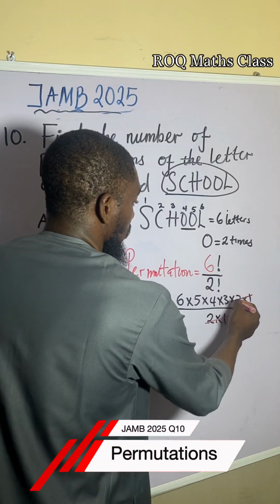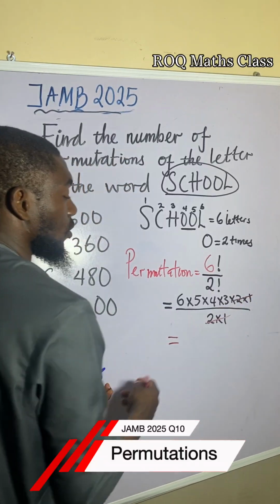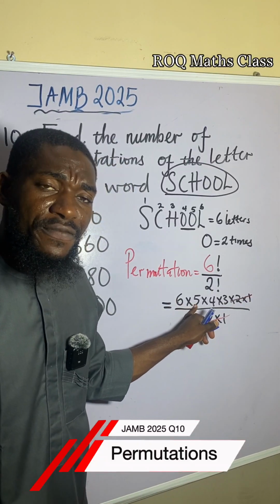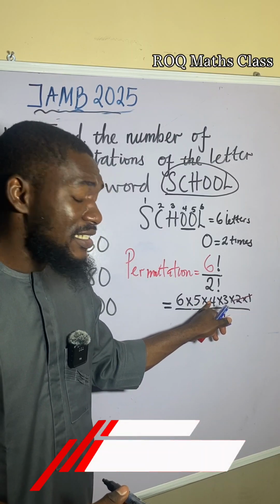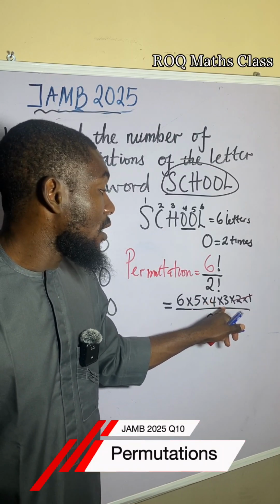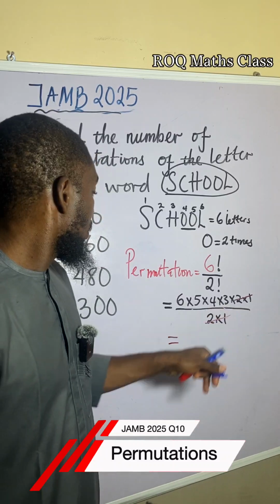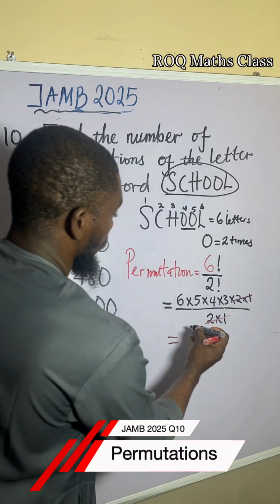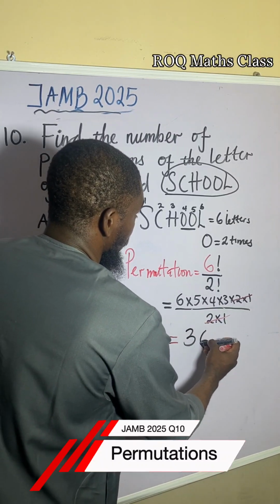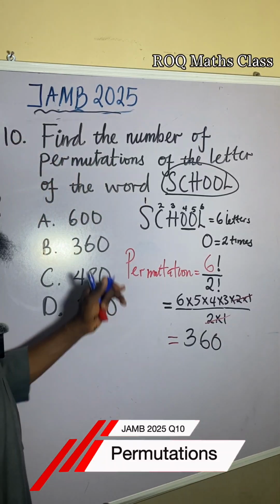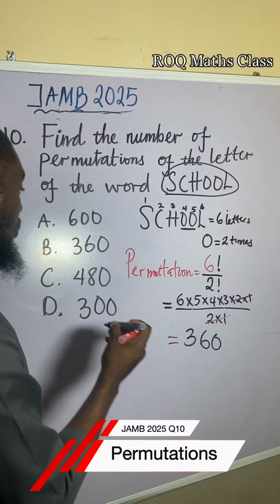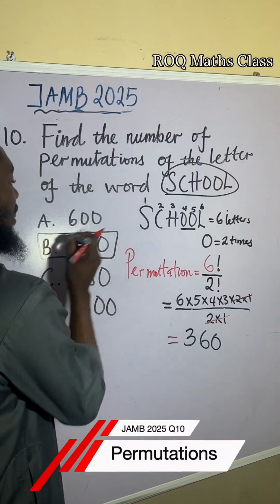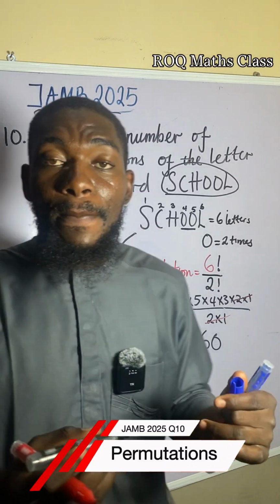What will happen? This cancel out this. So this is equal to 6 times 5, 30. 30 times 4, that is 120. And 120 times 3, that is 360. So we have 360. So the permutation of the letters of the word school is same thing as what? 360. That is option B.